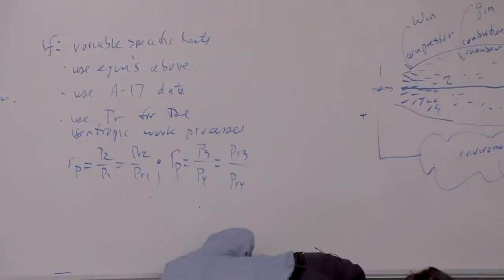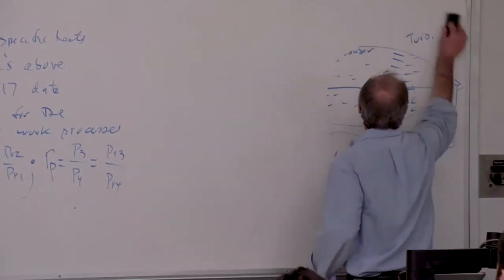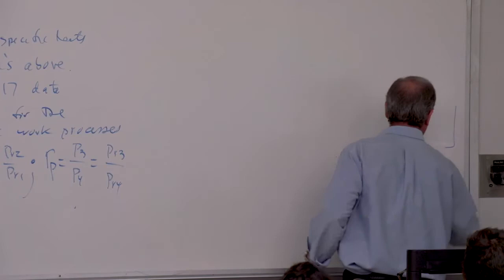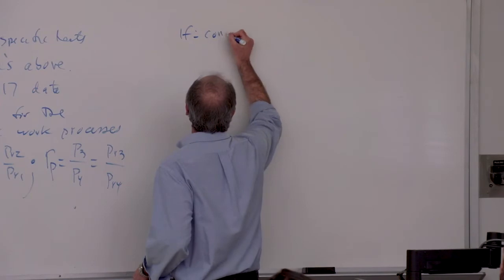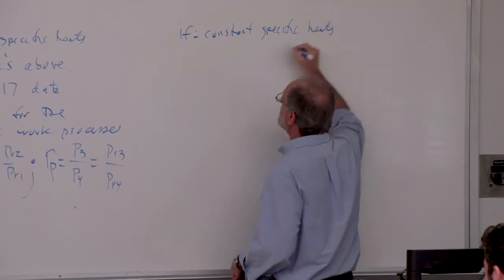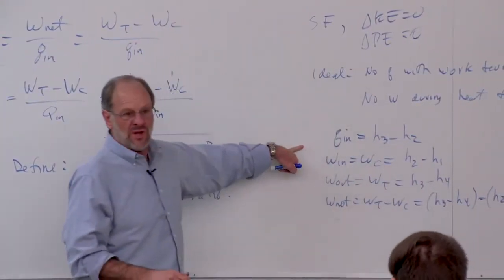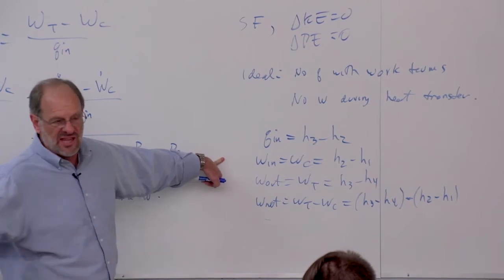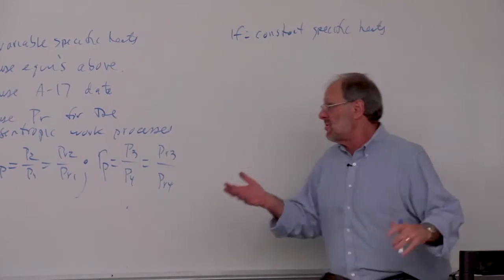The other case, of course, would be the case where we have constant specific heats. Okay. So if we have constant specific heats, then what do we do? Well, we can't really use these equations above anymore. Here they are. But certainly we understand how to adjust them. We know that an enthalpy change is just Cp times a temperature change. We just know that already, so we'll utilize that.